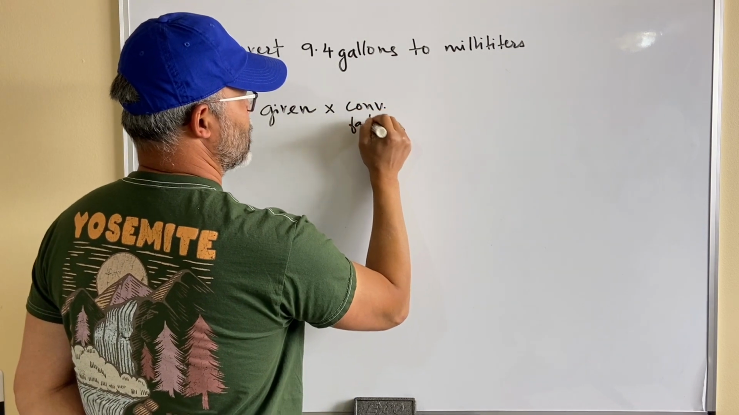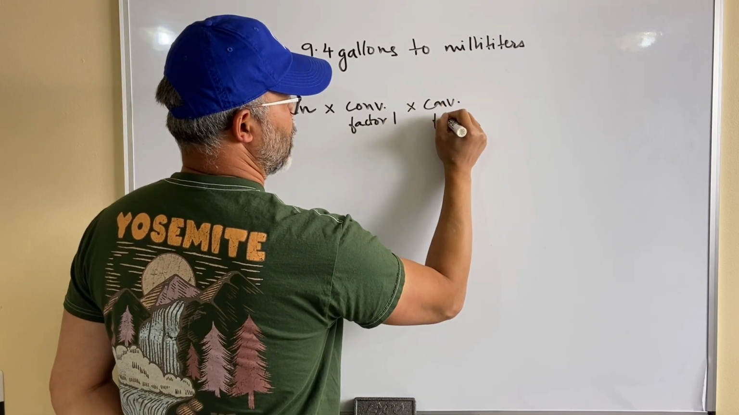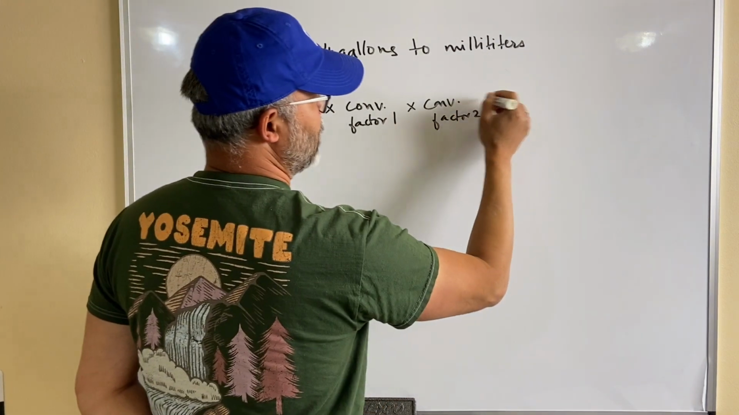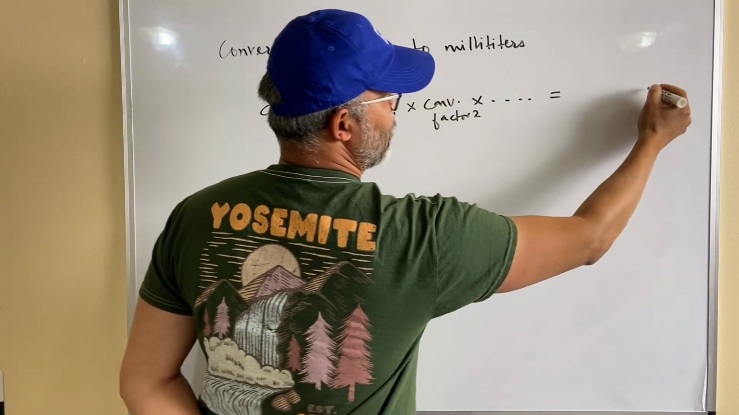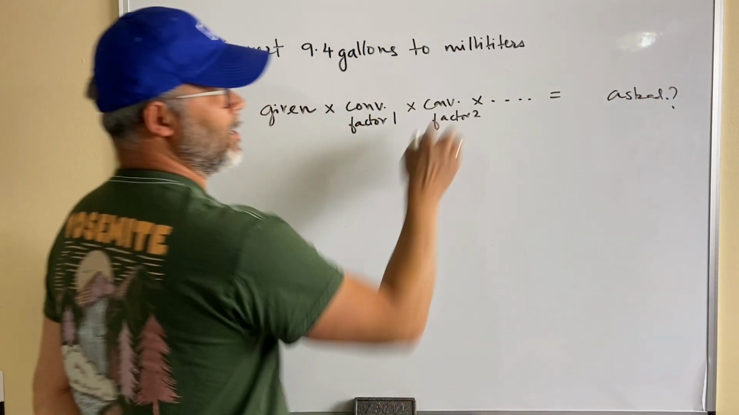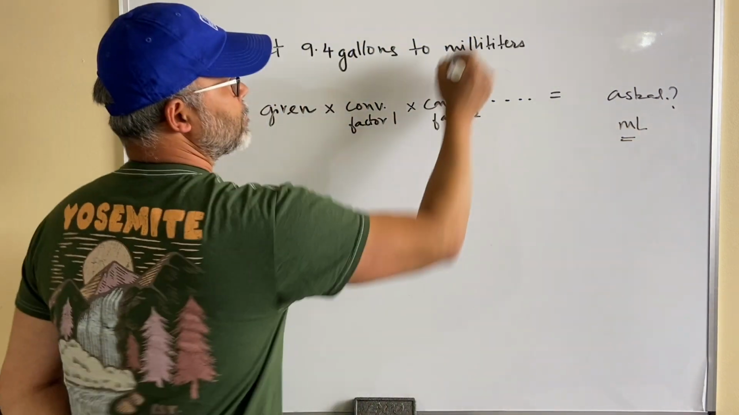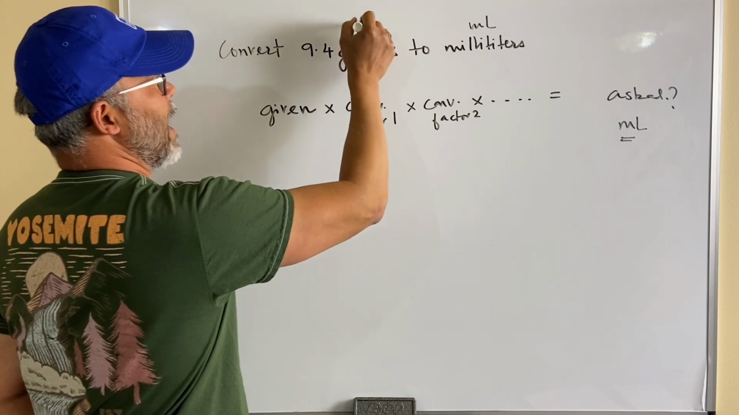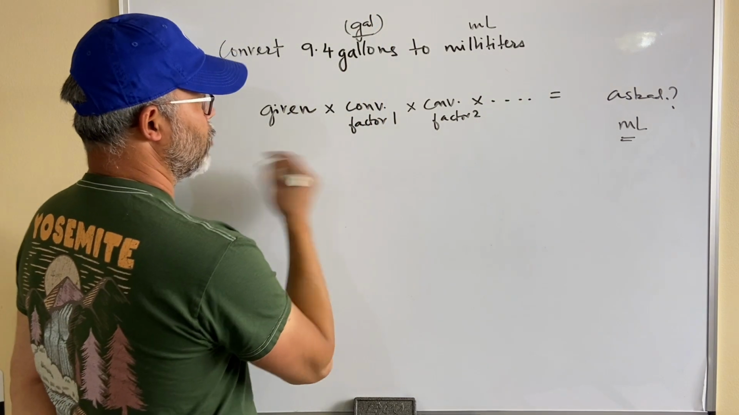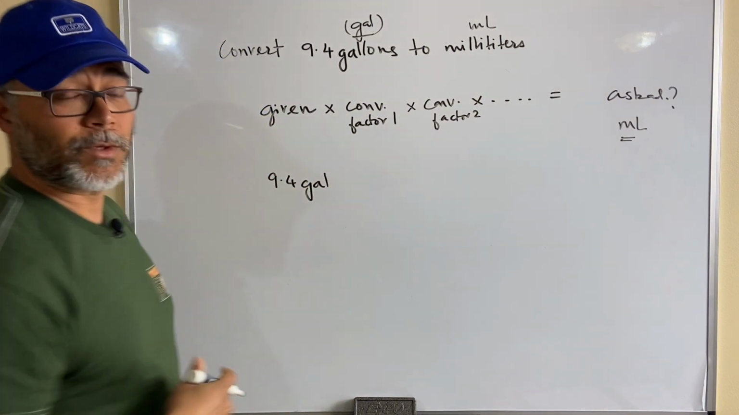So conversion factor 1 times conversion factor 2, and if you need more, you keep going, and then finally you have what's asked of you. In this case, you're trying to solve for milliliters, so that's mL, and then you have gallons, so that's gal. So the road map here is you have 9.4 gallons, that's what's given to you.